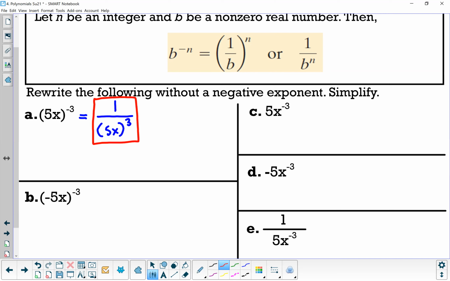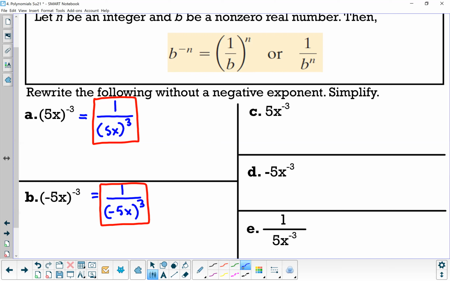All right, letter B. We have (-5x) to the -3. This is similar to part A. So this is equal to 1 over, and then in parentheses, -5x, and then your exponent goes from negative to positive, so to the power of 3. Again, don't worry about simplifying this further for now. We'll do some more of these in a couple lessons.